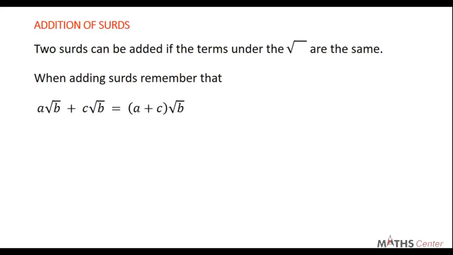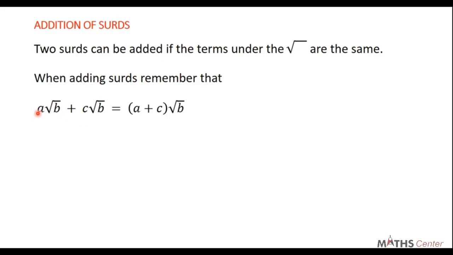And if you are adding two surds, for example, if you are adding the surd a square root of b to c square root of b, you can see from here that the terms under the square root sign are the same. Here we have square root of b, here we also have square root of b. Now, if you have this, then you can go ahead and add the surd.